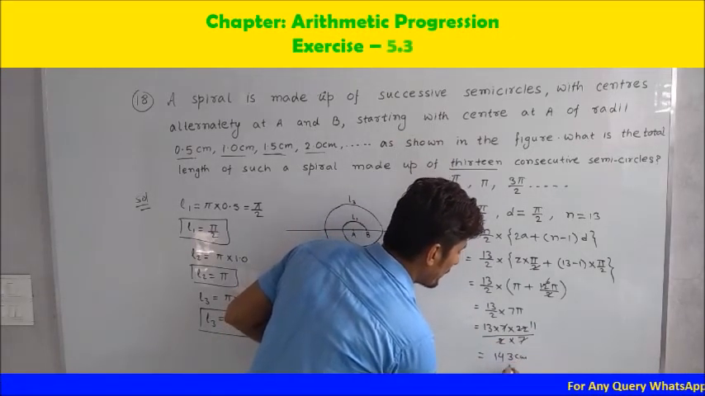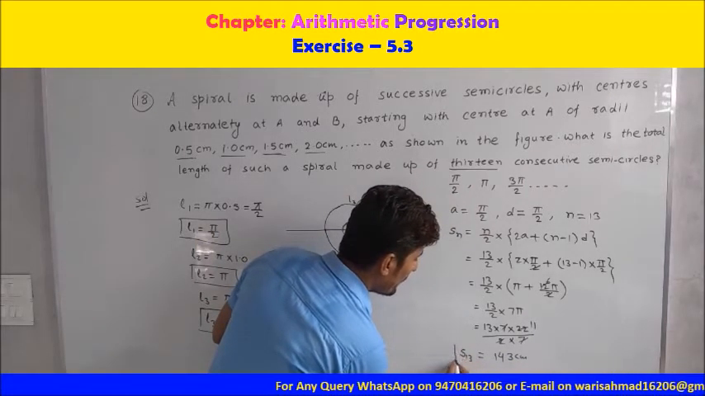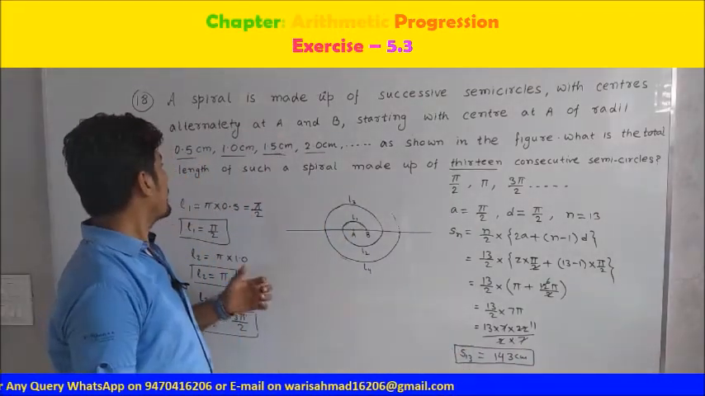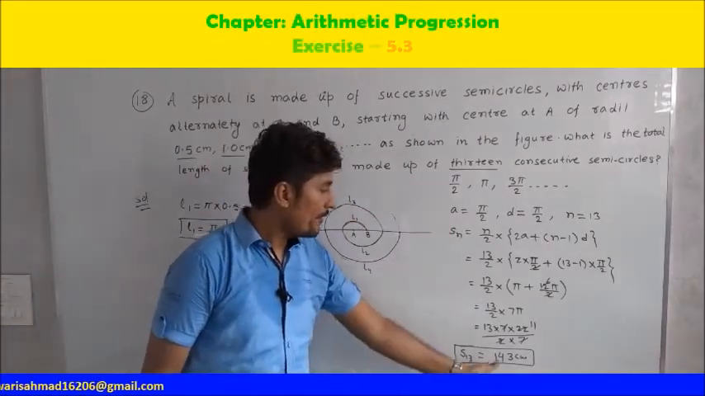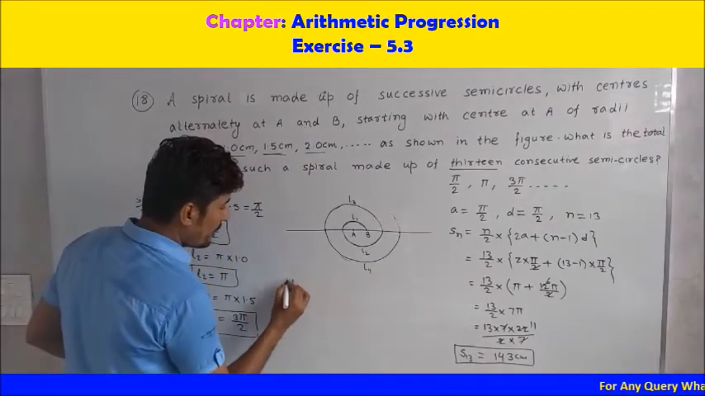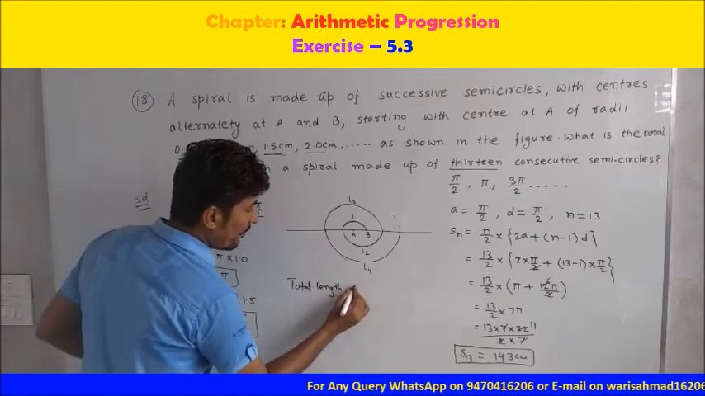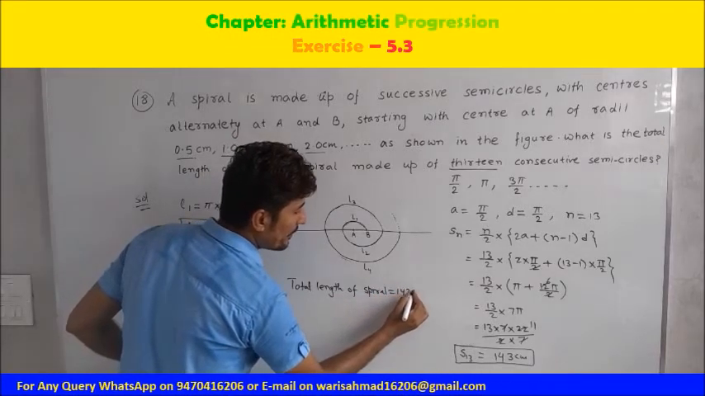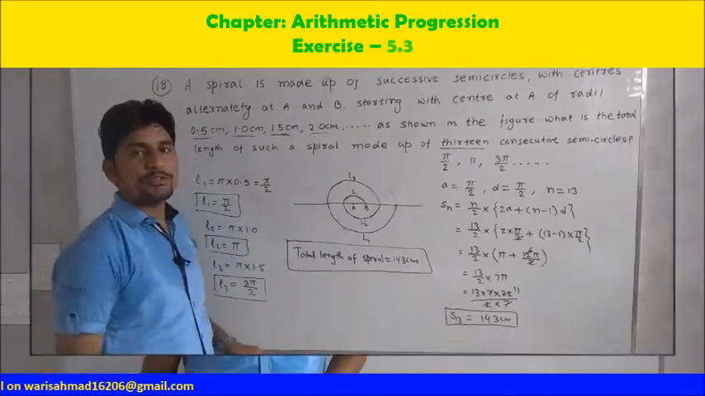143 centimeters. So S13 will be equal to 143 centimeters. Hence we can say that the total length of a spiral made up of 13 consecutive semicircles will be equal to 143 centimeters. Total length of a spiral will be equal to 143 centimeters. So this is the final solution of this question.